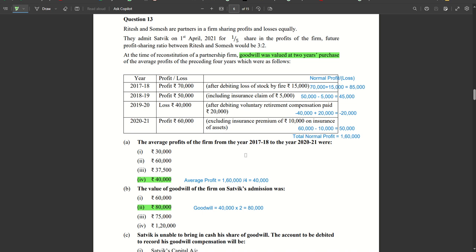Having done that, we calculate the average profit here, which is straightforward. After you have done the calculation of total normal profit, the average profit is straight away 1,60,000 divided by 4, which is the number of years. So 40,000 is the answer for the first one.